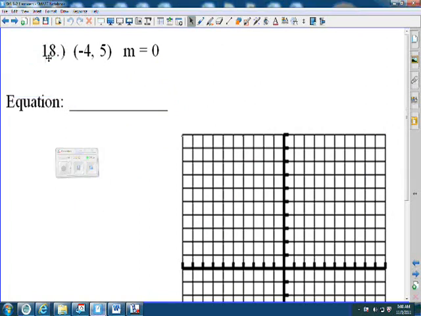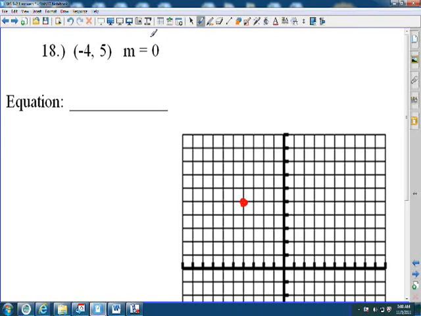So on this problem, number 18, the first thing we're going to do is graph the point negative 4, 5. Left 1, 2, 3, 4, and up 1, 2, 3, 4, 5. I'm going to put a dot.